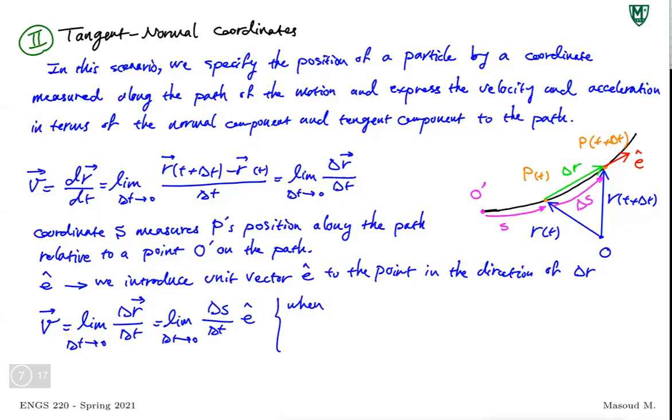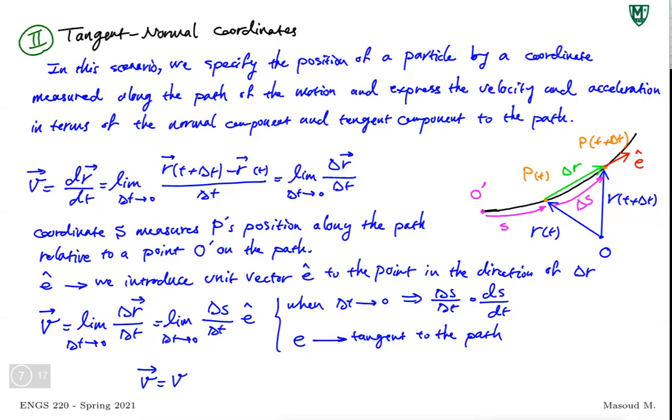Now here's what happens. When delta T approaches 0, it's a limit, so it becomes a derivative. Delta S over delta T becomes ds dt. And E becomes tangent to the path. So we're going from Cartesian to the normal-tangent coordinate system. So if I do that, V becomes V. Remember, we defined ds dt as V.